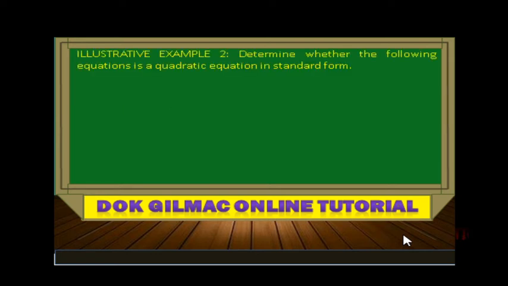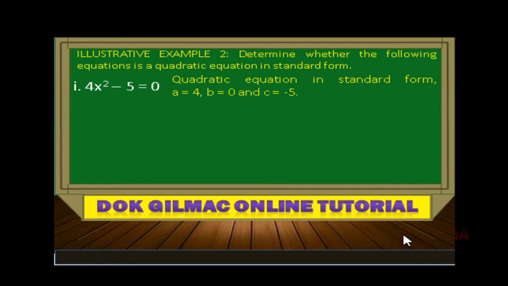Let's have illustrative example number 2. Determine whether the following equations is a quadratic equation in standard form. Single I. 4x squared minus 5 equals 0. Quadratic equation in standard form where a equals 4, b equals 0, and c equals negative 5.